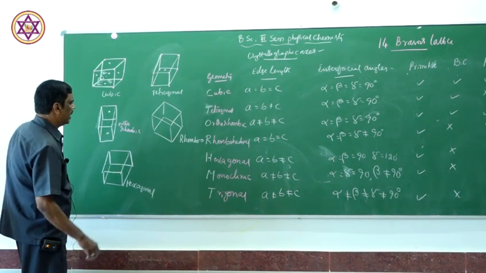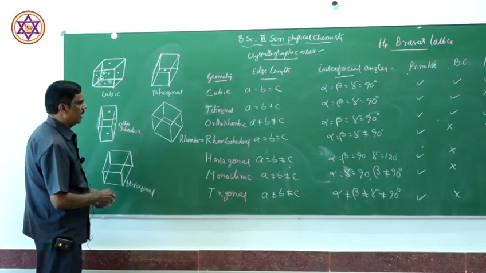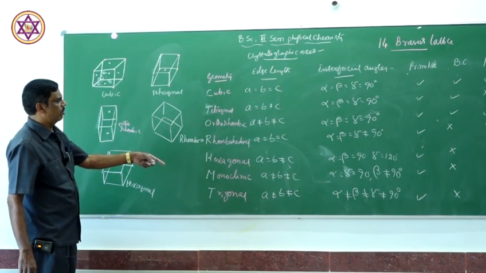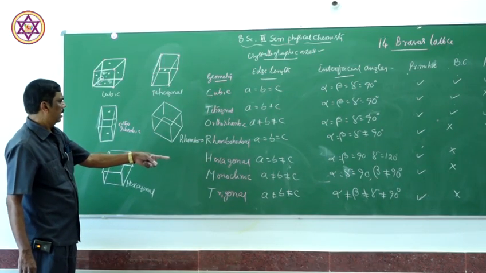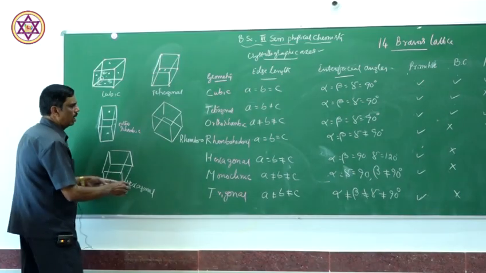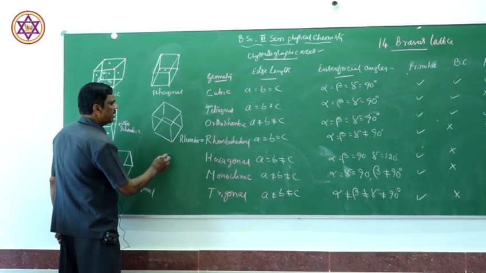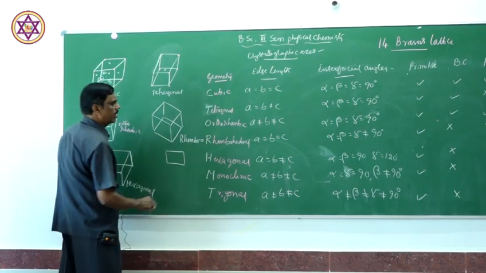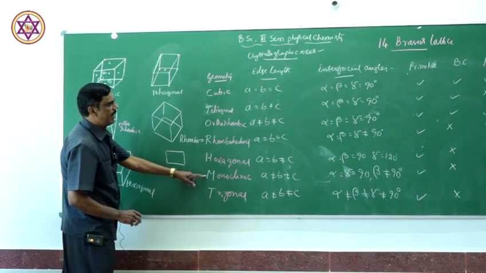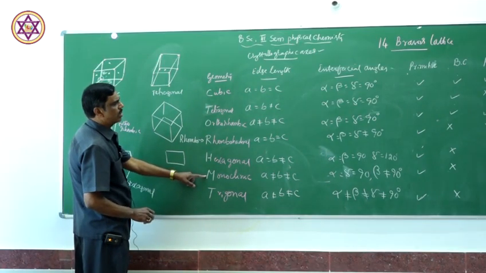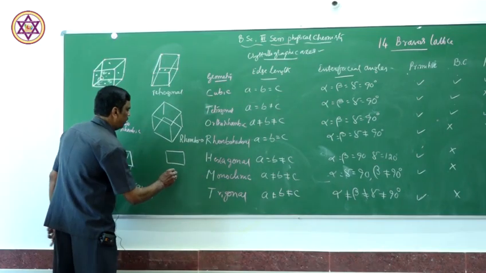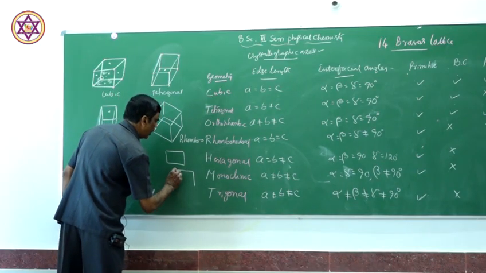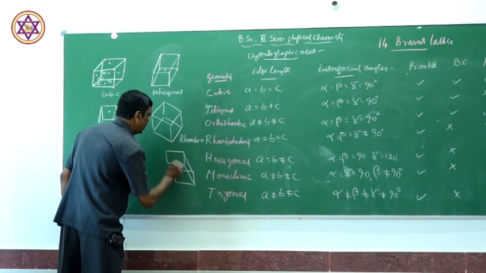In case of monoclinic, A is not equal to B, not equal to C, and alpha is equal to gamma is equal to 90, whereas beta is not equal to 90. That can be represented like this.